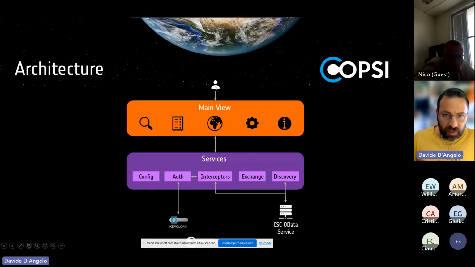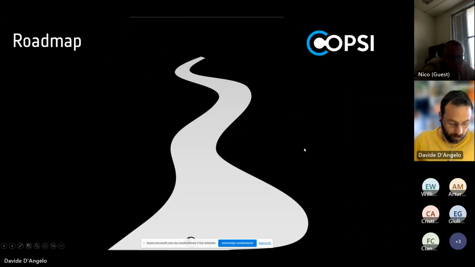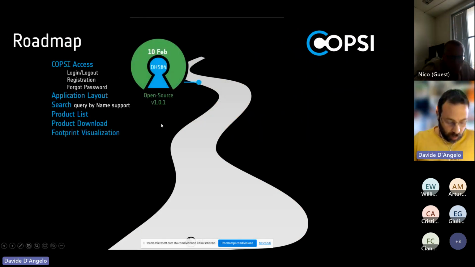Here you can see that the user access to COPSI and its services communicate to an external authorization service and a remote CSC service. The first COPSI version, released in February, matched DHS4, and the developed features were product search with the support of simple query by name, the found product list display, the possibility to download the desired products, and the footprint visualization on the world map.